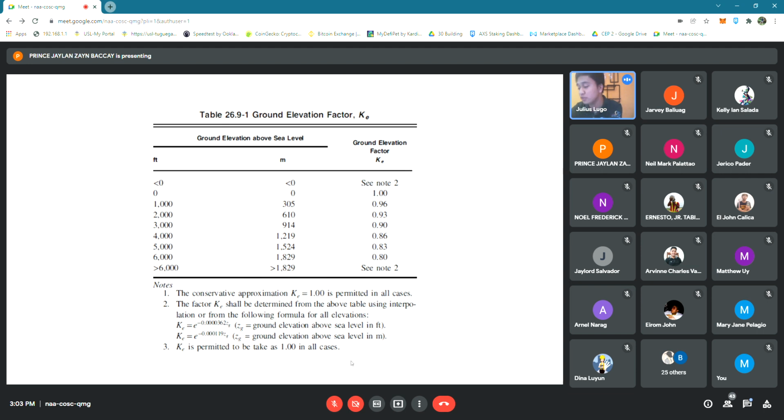Can you try? Do you have your calculators with you, guys? None? Okay. Let's try to interpolate this one. What if the value of your ground elevation level is between 305 and 610? What if 625 siya? Or rather, it's 450. What if 450? If you're going to do interpolation, what will be your value? Can someone try and let's see if pareho yung value niya sa akin? 450 yung hinahanap natin.